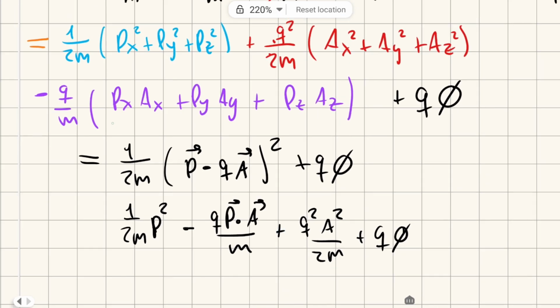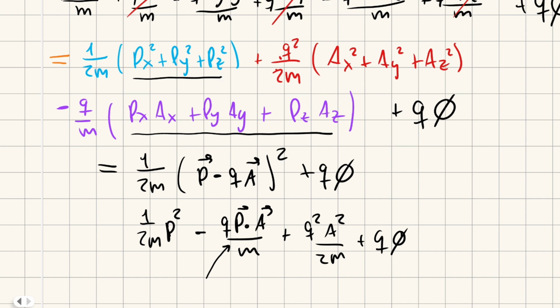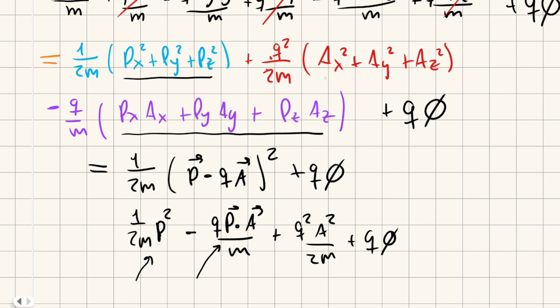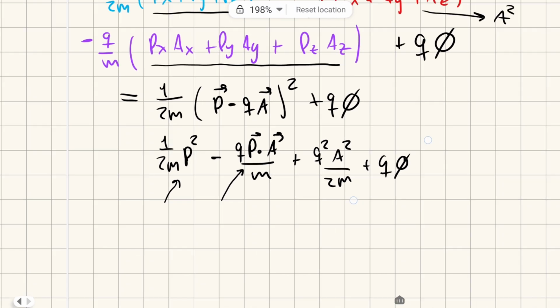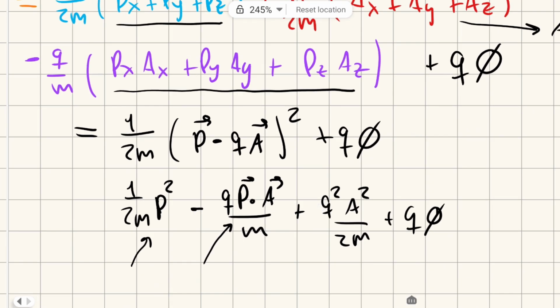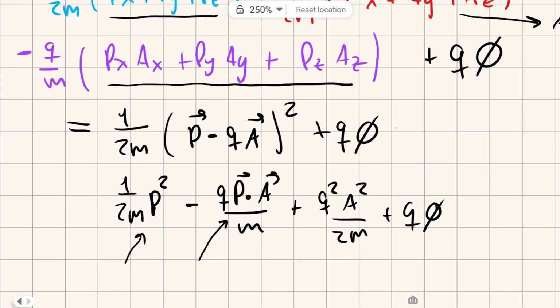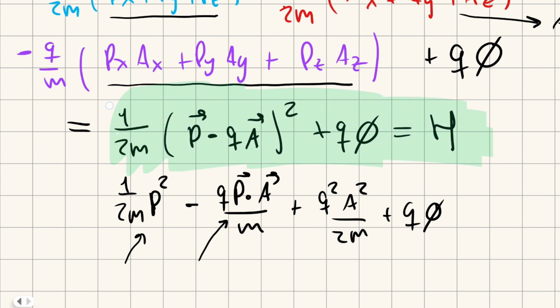But recall that here what we have is the dot product between p and A, which is this element over here, and it multiplies q divided by m. And then this element is p squared divided by 2m, which is what we have here, and then q squared divided by 2m times A squared is this element here, right? So perfect. With this, we have shown that this whole thing that we had can be rewritten as this, what we have here. And this is the final result because we already have the Hamiltonian of the particle under the influence of an electromagnetic field.